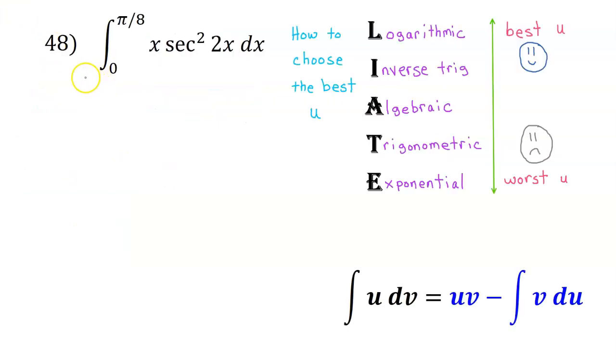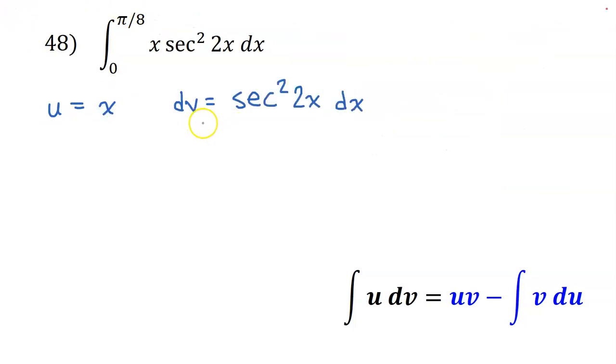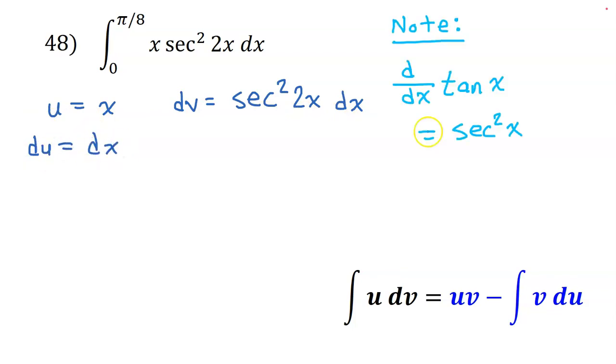For number 48, as we try to choose the best u, we notice that we have an algebraic factor and a trigonometric factor. Algebraic is a little bit better than trigonometric for u. So let's let u equal x. That means dv is equal to secant squared 2x dx. Taking the derivative of both sides, we have du is equal to dx.